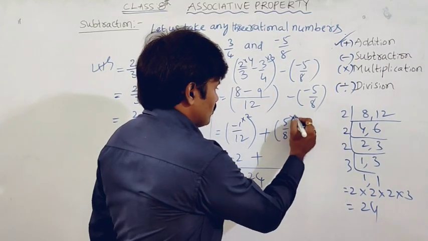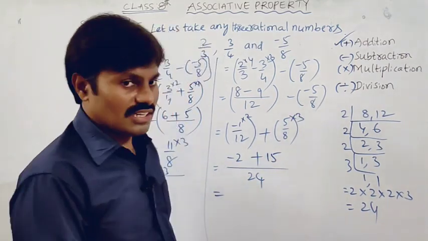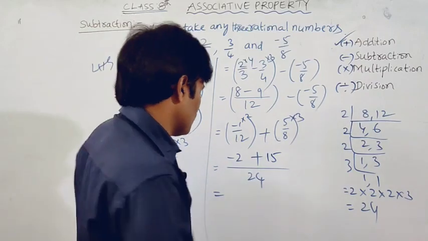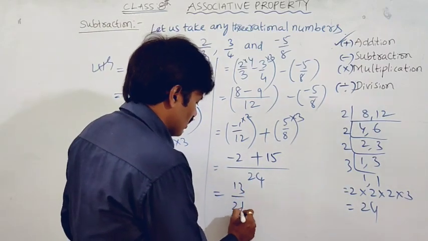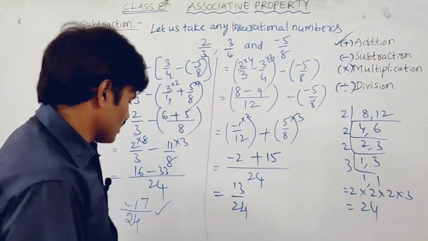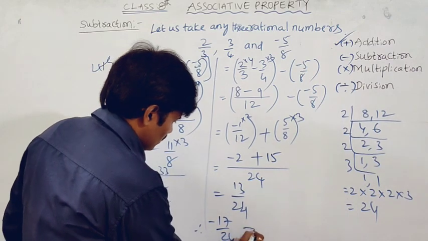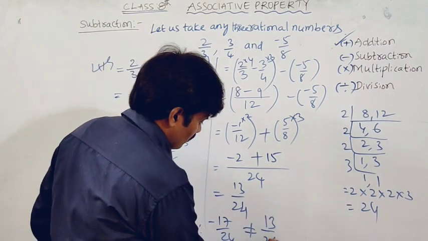So 5 into 3 is 15. So minus 2 plus 15, how much? 13. So 13 by 24. Now, are these the same? Do we get the same result? No. Here minus 17 by 24 is not equal to 13 by 24.